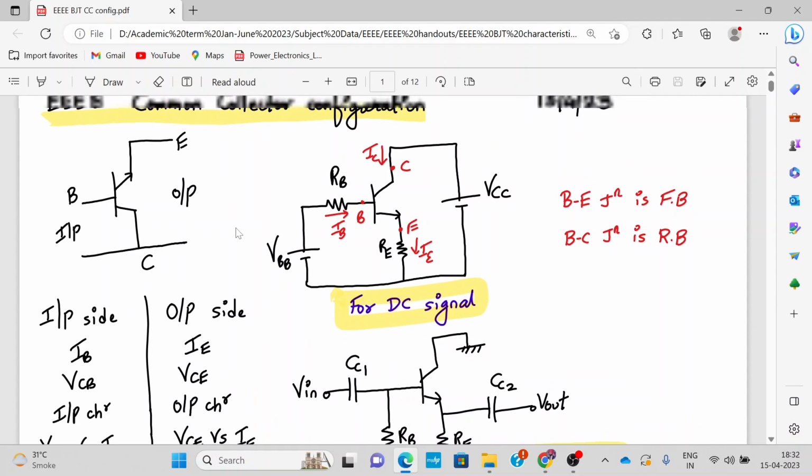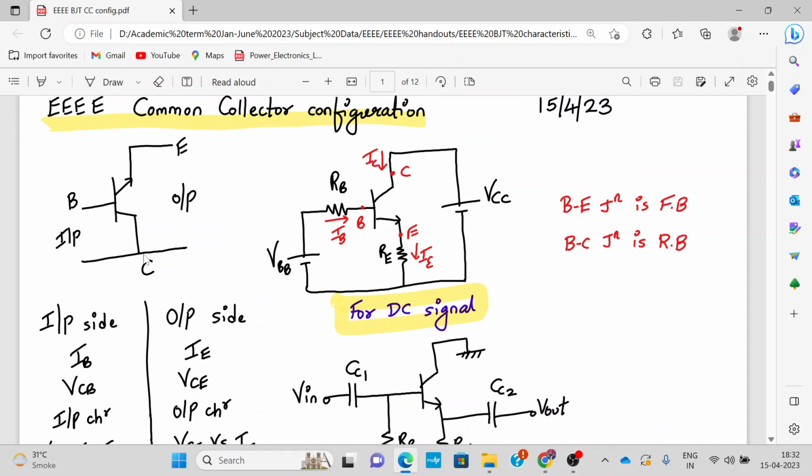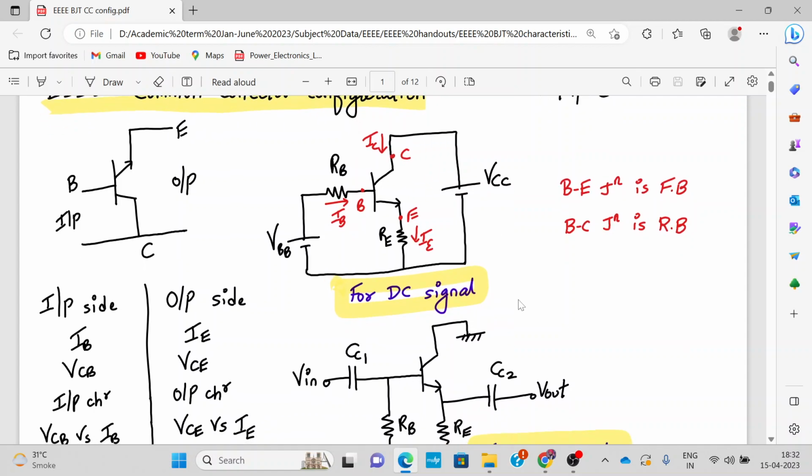So in a BJT Common Collector configuration, the collector terminal is common between the input and output side. Here the input is applied between the base and the collector, and output is taken from the collector and emitter terminals.